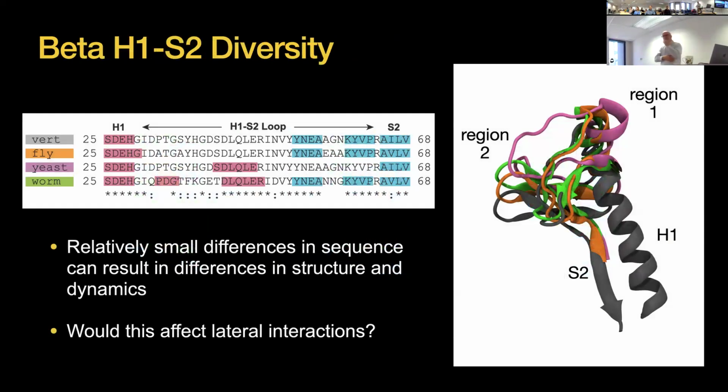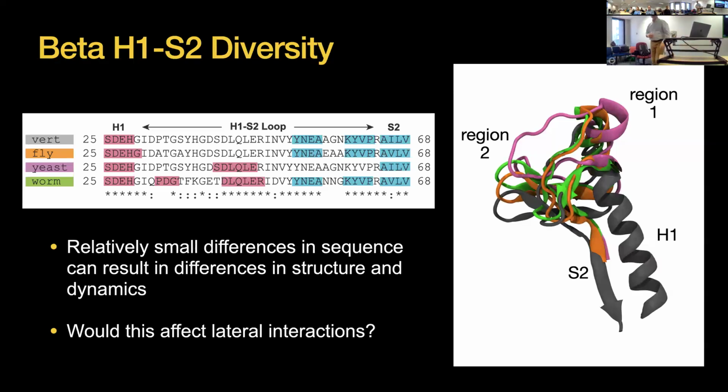So we've looked at this H1S2 loop in the past. This is actually work that was done with Gary, sitting in the front row here. For years we've worked on vertebrate. So this is the sequence of the vertebrate H1S2 loop. But then with Gary, we did work on fly, and we've done work on worm, and then with another collaborator, we've done work on yeast.